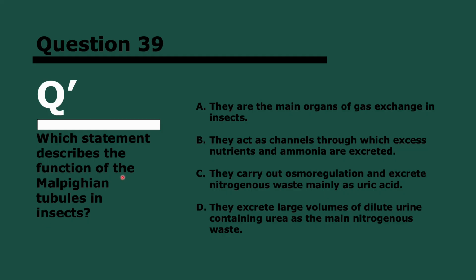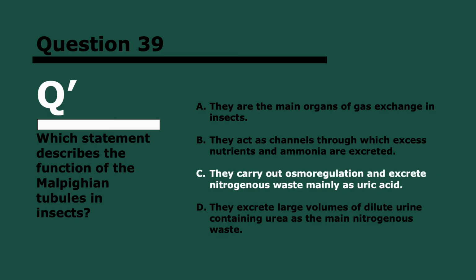Okay, and 39. Which statement describes the function of the Malpighian tubules in insects? Okay, 3, 2, and 1. They carry out osmoregulation and excrete nitrogenous waste, mainly as uric acid. Remember, this is in the same topic as the kidneys, right? So that's what they do. They basically regulate the water concentration in insects, and they excrete waste as well. So similar to the kidneys, right?